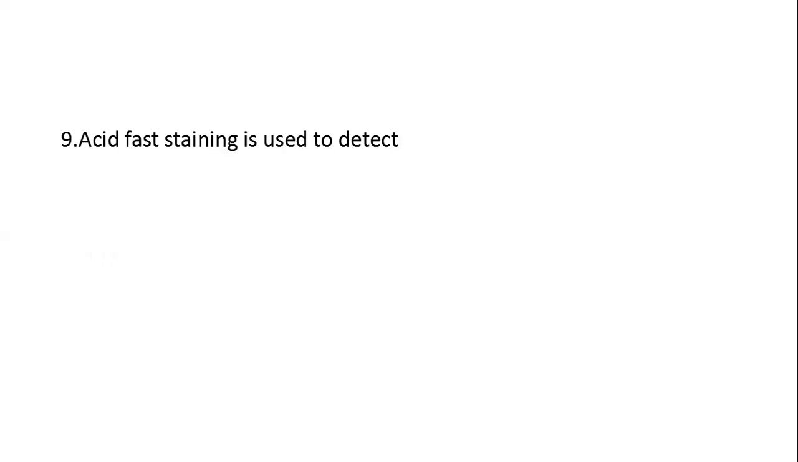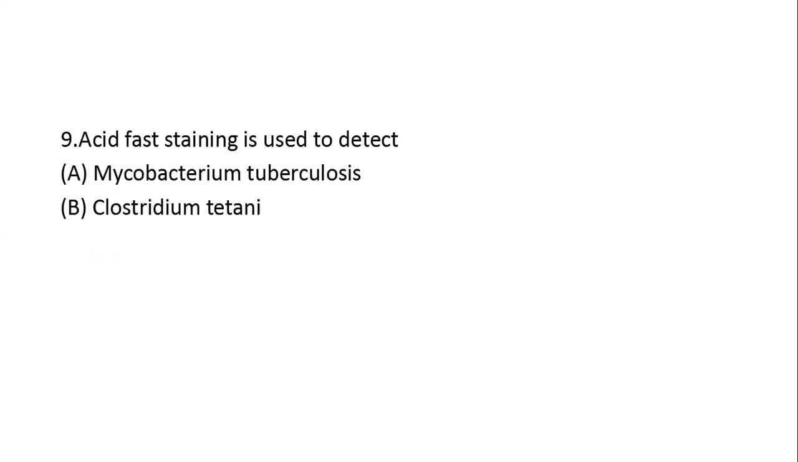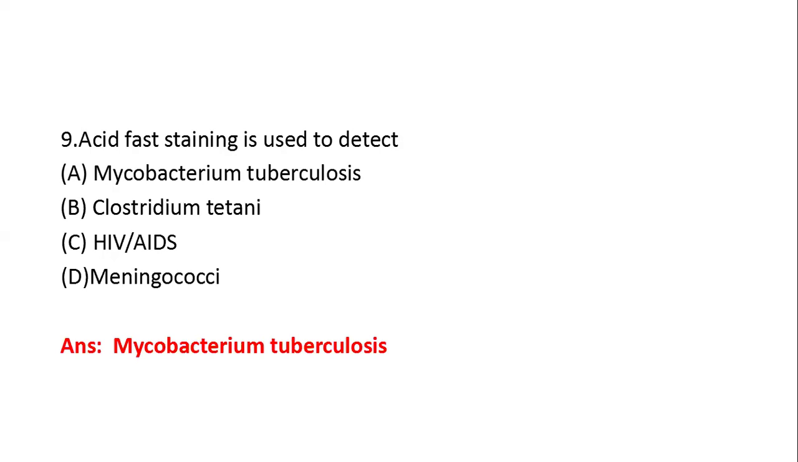Next question. Acid fast staining is used to detect: option A, Mycobacterium tuberculosis, option B, Clostridium tetani, option C, HIV or AIDS, option D, Meningococci. So the right answer is option A, Mycobacterium tuberculosis. Mycobacterium tuberculosis is also called acid fast bacillus. Acid fast staining is also called Ziehl-Neelsen staining or AFB staining.